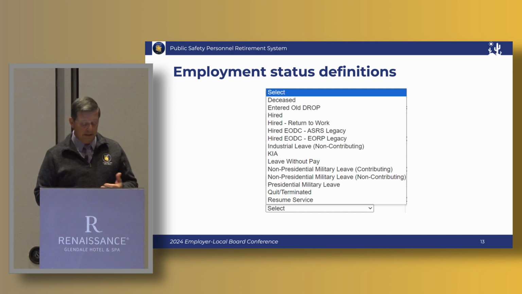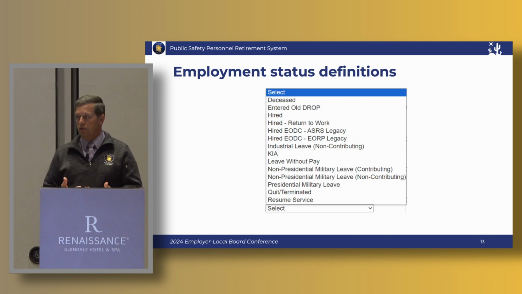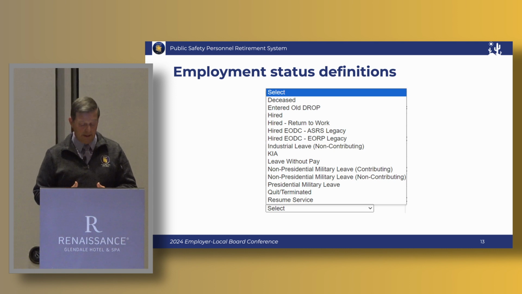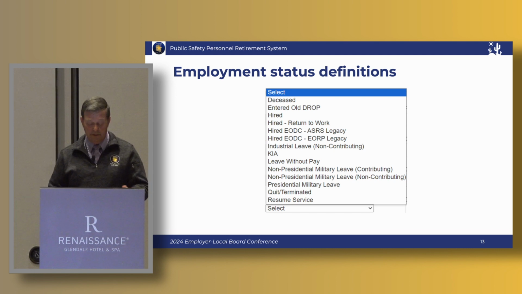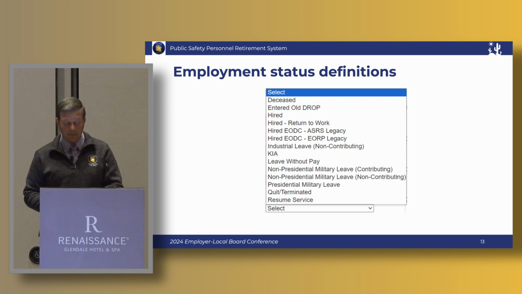Now, presidential military leave is another one that confuses us. That's going to be somewhere in the members' orders that they receive, so you'll have to double check those orders, looking for that presidential call-up. You're going to use this to put them into a non-contributing status when the employer has confirmed that the leave is tied directly to the presidential call-up through the orders. That's when you'll use this particular one.